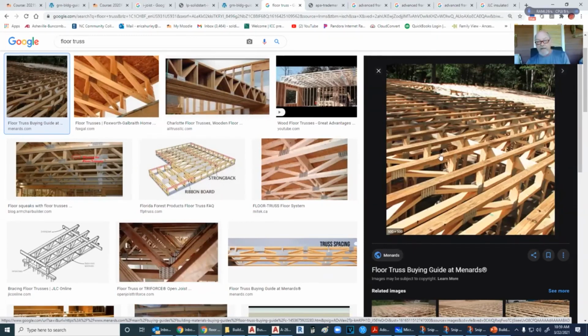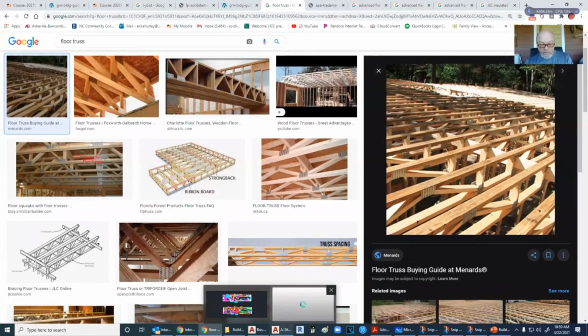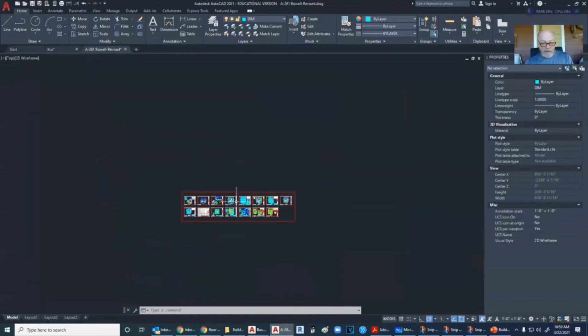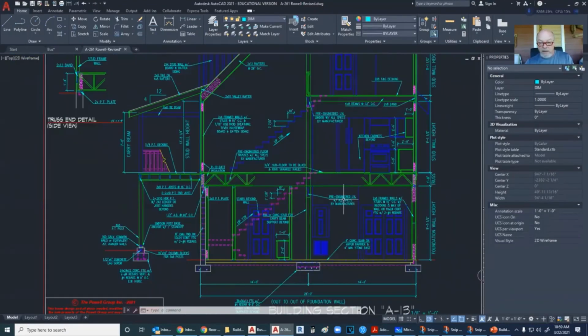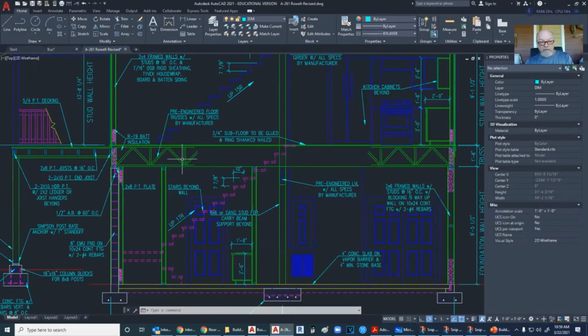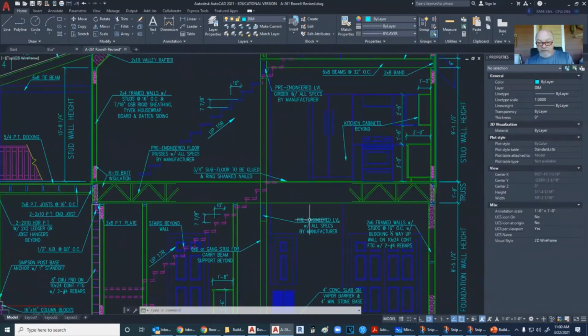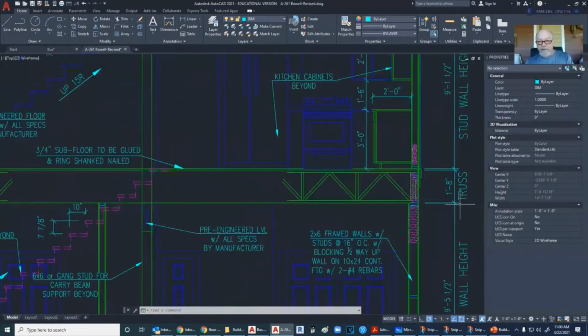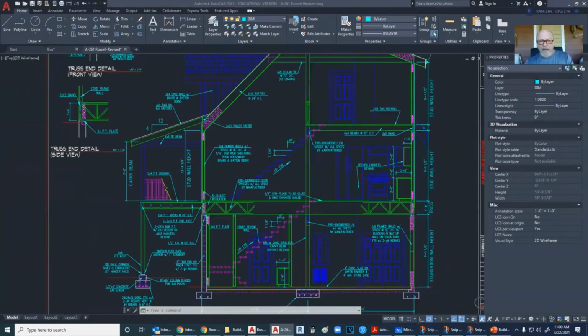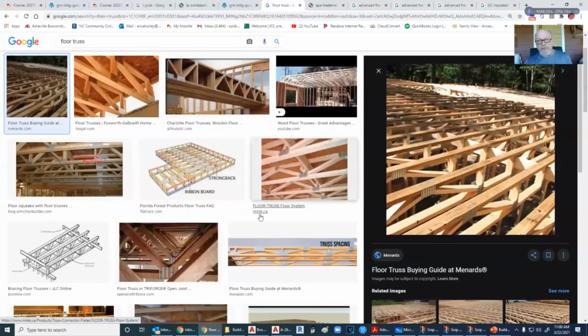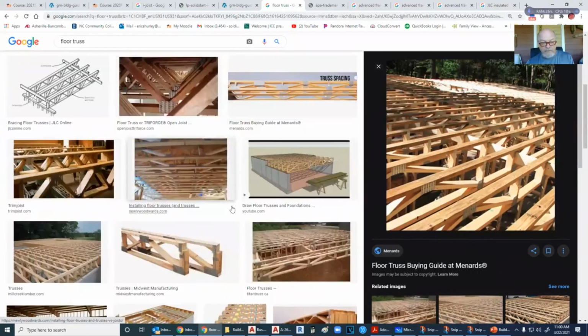Matter of fact, the company that I draw for, if you'll notice, going back over here, there they are. First floor is done all in pre-engineered floor trusses. What's the height on that? 1 foot 8 inches on those. But again, depending on your span, those could be different heights as well.